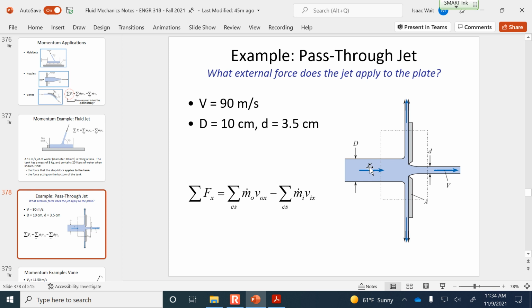All right, on this problem, the mass flow rate in is big, and the mass flow rate out is small, because we've got a larger diameter for the inflow stream and a smaller diameter for the outflow stream. And the velocity in and the velocity out is the same. It's just that we have different mass flow rates because the jet diameter is smaller on the outflow, since some of the flow is redirected by this plate.